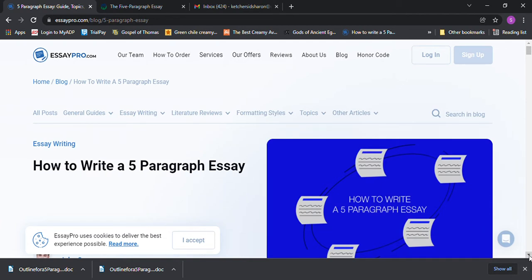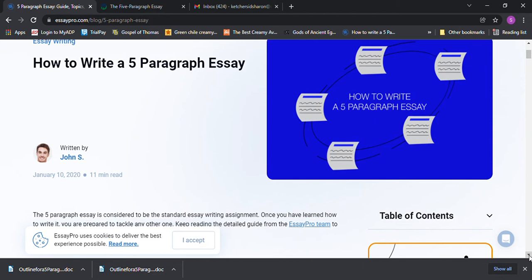And this one I really like, and it's at essaypro.com. So you can see the web address in the upper left-hand corner. You can type that in, or you can Google search essaypro.com and then type into Google how to write a 5-paragraph essay, so you can find that. And it says it's written by John S.